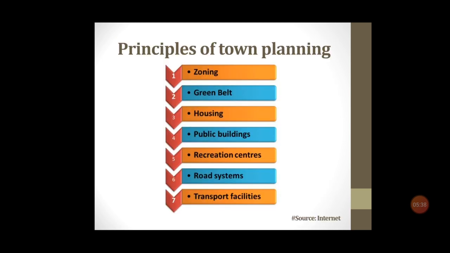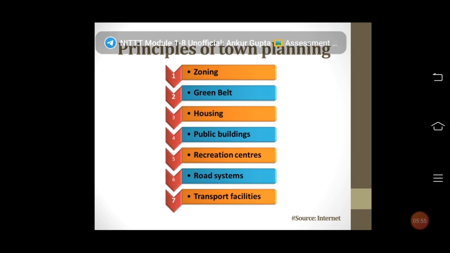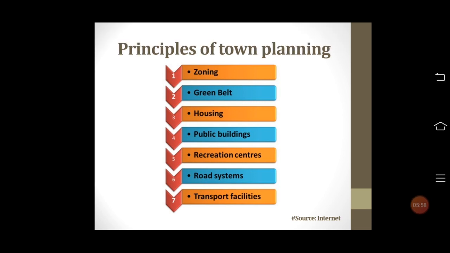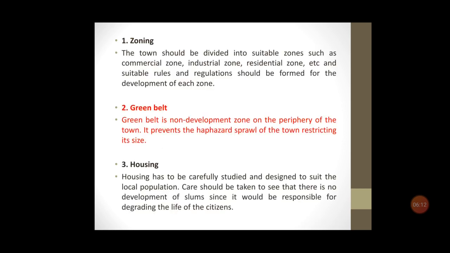These are the principles of town planning. For example, if we are going to plan a town or plan a city, or we are going to develop a city, then we have to follow some principles, some steps, some key measures we must look after before going into detail. So these are the principles of town planning: zoning, green belt, housing requirements, public buildings, recreation centers, road system and transport facilities in the particular city.